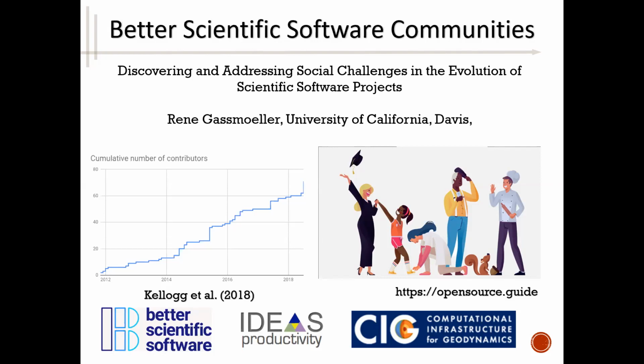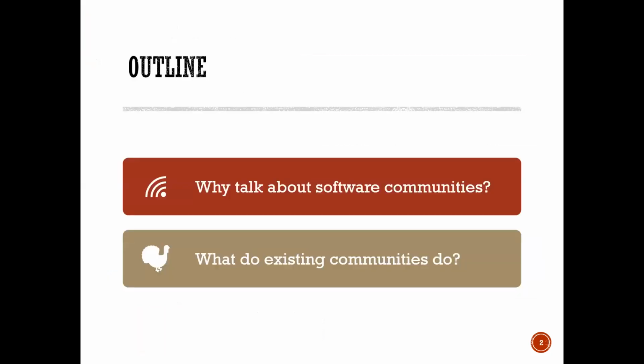Okay, welcome everyone. Thanks for joining for today's webinar and giving me the chance to present these results, or to start a discussion about better scientific software communities. As John said, I want to talk about social challenges in the evolution of scientific software projects. This webinar will mainly consist of two parts. The first part will be about the question, why should we talk about software communities? What is the purpose behind it, and why is it important? And the second part will be about what existing software communities do, what makes them successful, or what contributes to that success.